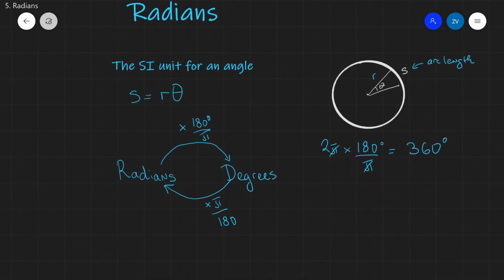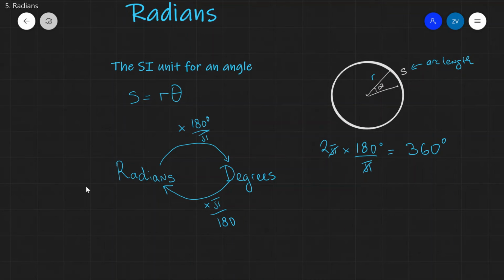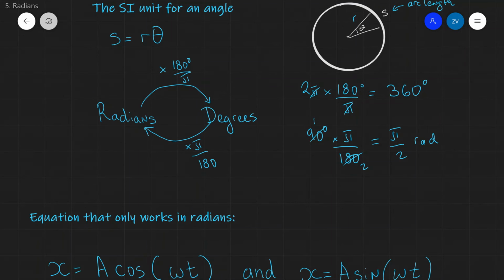If I'm going from, let's say, 90 degrees, all I need to do is, following this, multiply by pi and divide by 180. So if that's the case, well, let's just divide. That's going to be equal to 1 over 2. So in fact, let's get rid of this. This will be equal to just pi over 2 radians.